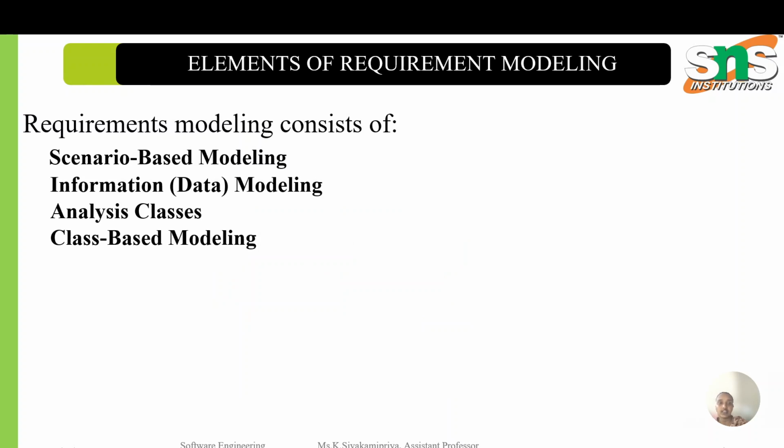So next one is elements of requirement modeling. Requirements modeling consists of four types of elements. The first one is scenario based modeling. Second one is information data modeling. Third one is analysis classes. The fourth one is class based modeling. These are called the four elements of requirement modeling.